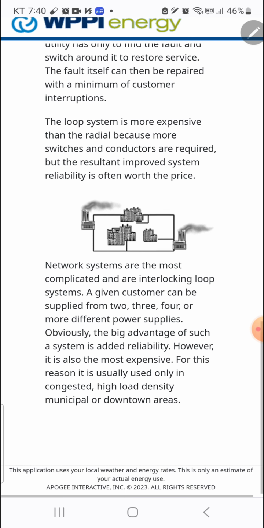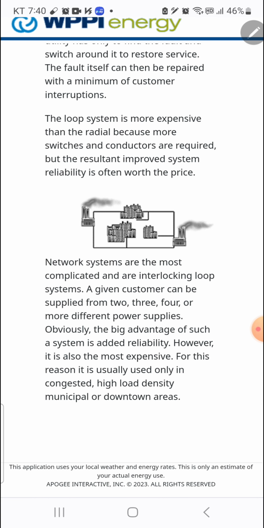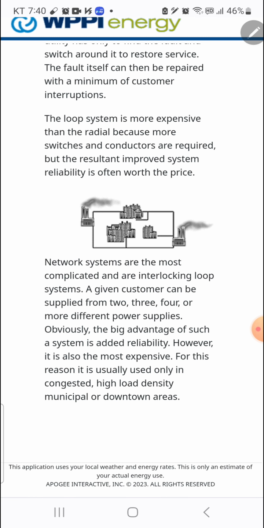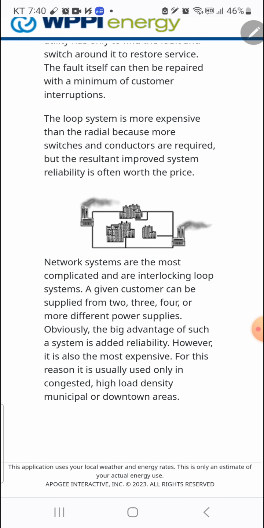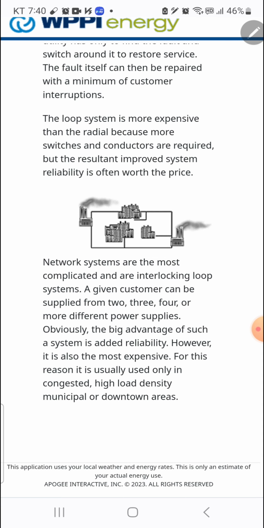The loop system is more expensive than the radial because more switches and conductors are required. But the resultant improved system reliability is often worth the price.